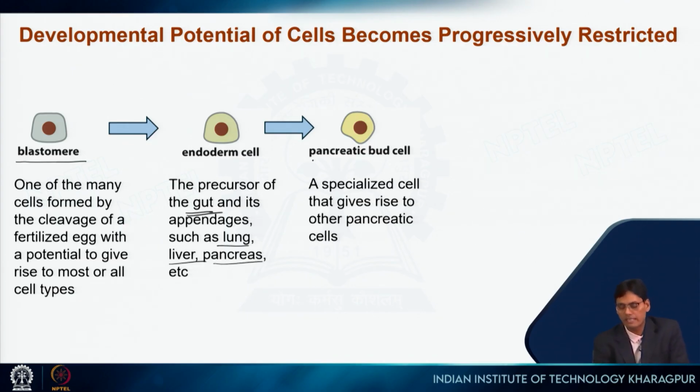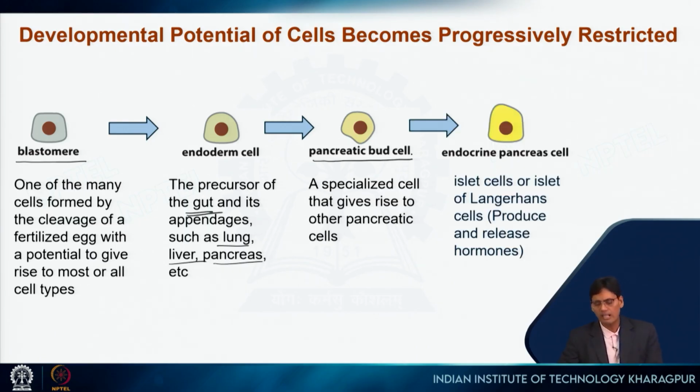Now if I go a little bit more, for example, in the next stage, as you can see, these endoderm cells are now forming the next cell type, that is pancreatic bud cell. Now this is a kind of specialized cell that will give rise to other pancreatic cells. So that means this is now confined to pancreas only. It will not be able to make lung, liver or gut. It is already going into the pancreatic line.